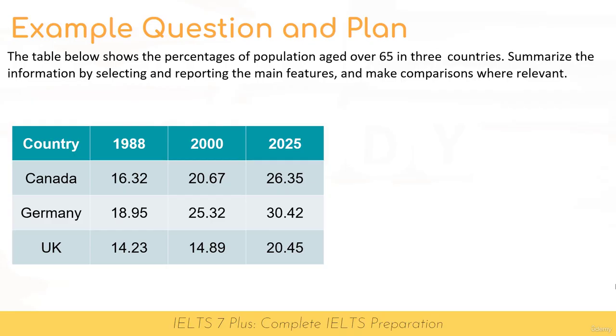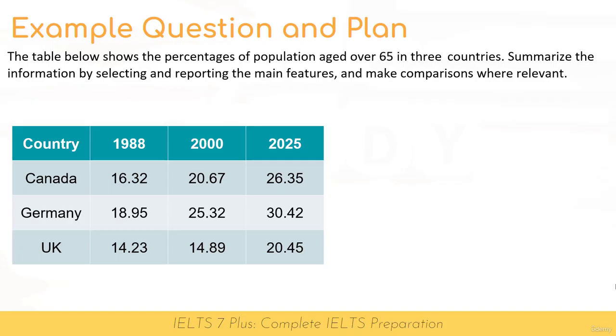Let's take a quick look at what happens in Canada. So, people aged over 65 in 1988 was around 16%. In 2000 it was 20. In 2025 it was 26.35. So we can see every year this amount increases.